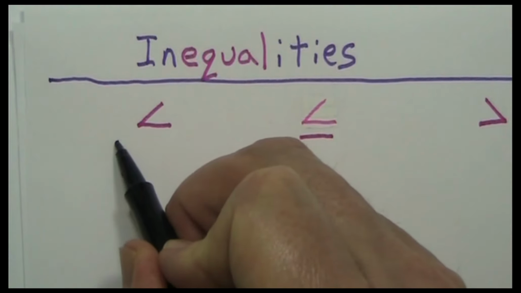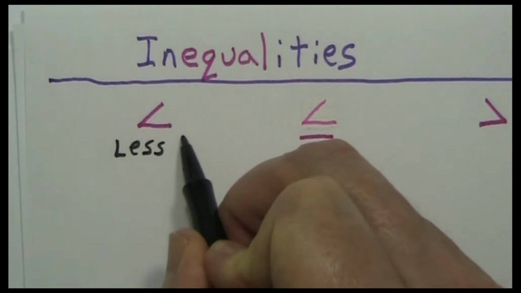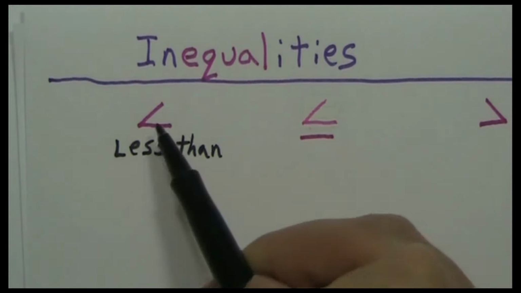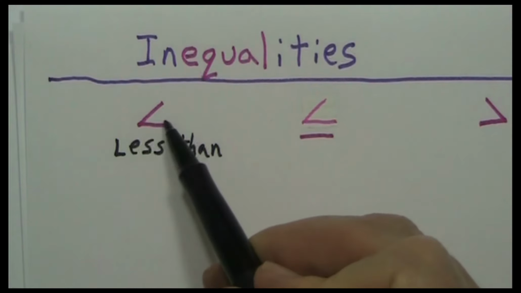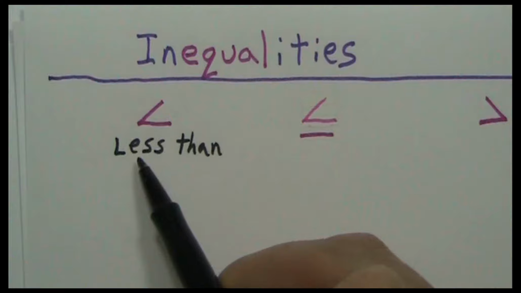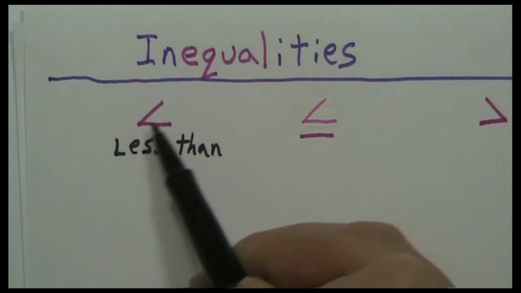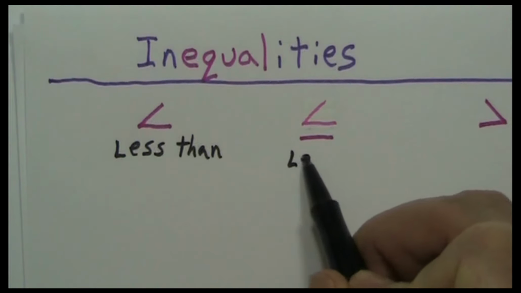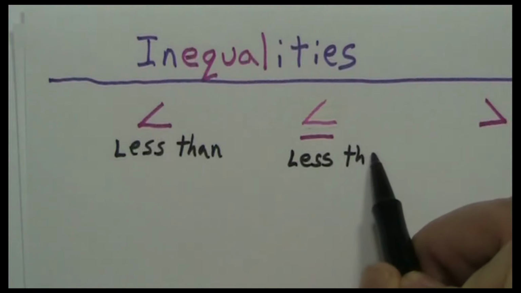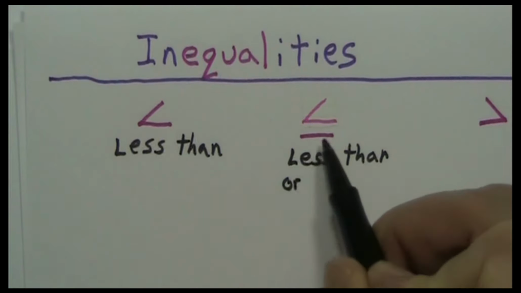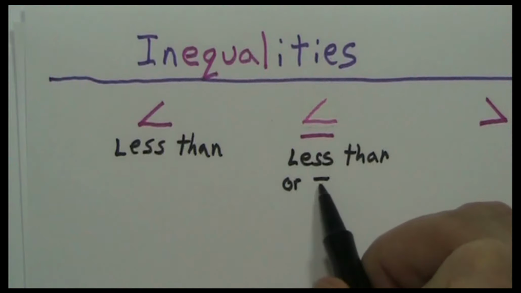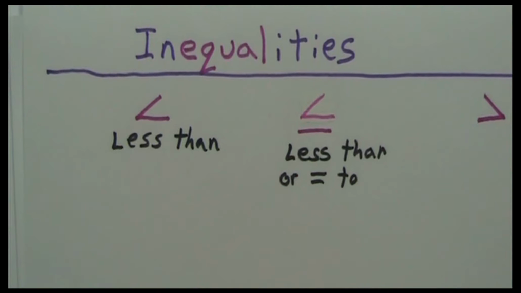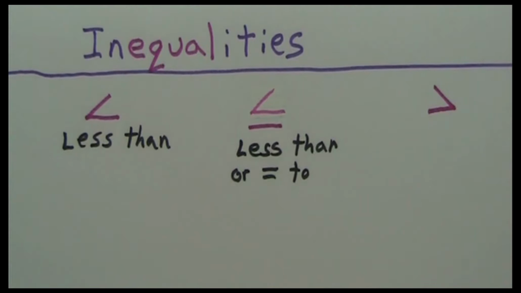The first one we have is less than. And if you want to remember that, this looks like an L, right? Kind of like a leaning over L. That's how you know that this is less than. This is also less than, or, see that little bar right there? Or equal to. Less than or equal to. So it could be either one.